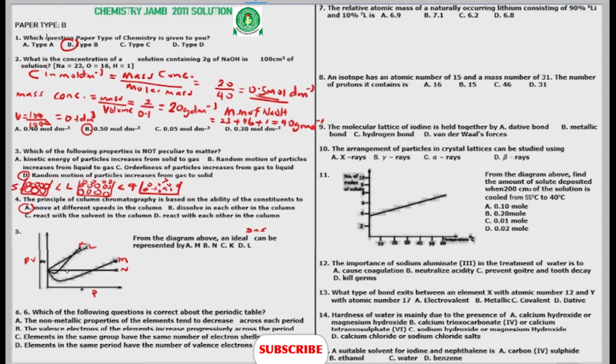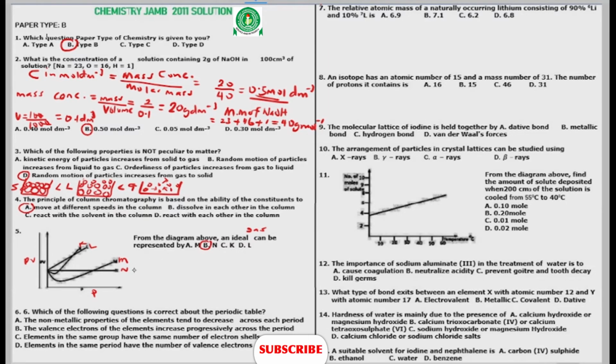But when you look at this graph, N here is the only gas that maintains a constant movement even with an increase in pressure. So that's why it's an ideal gas, because it is not affected by change in pressure. So that's why line N is an ideal gas.